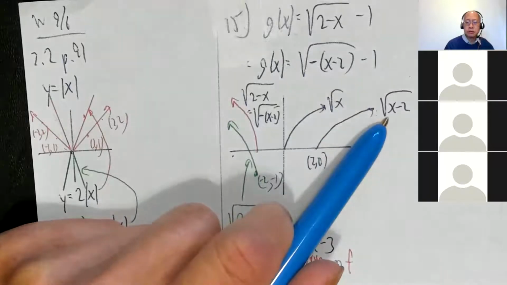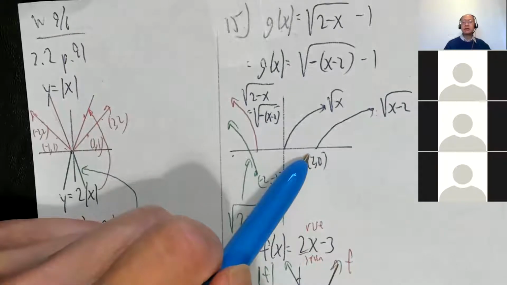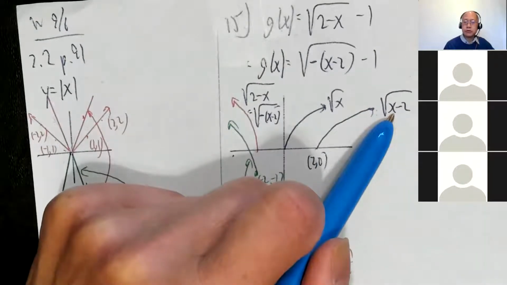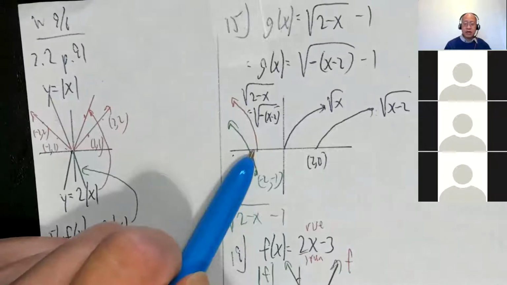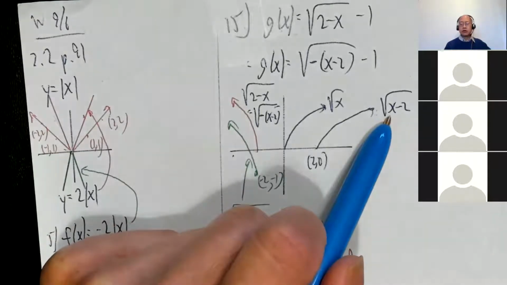Square root of x minus 2. Move 2 to the right, not 2 to the left. Double check. What happens when you plug in 2? 2 minus 2 is 0. Square root of 0 is 0. But if I had moved 2 to the left, that would be negative 2 comma 0. But if you plug in negative 2, you don't get 0. In fact, it would be undefined.